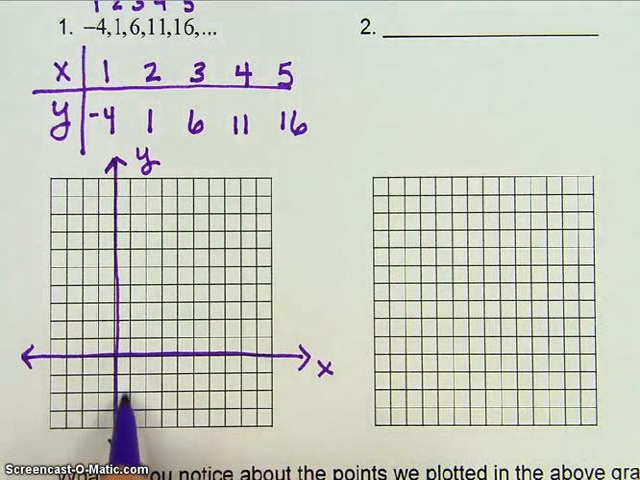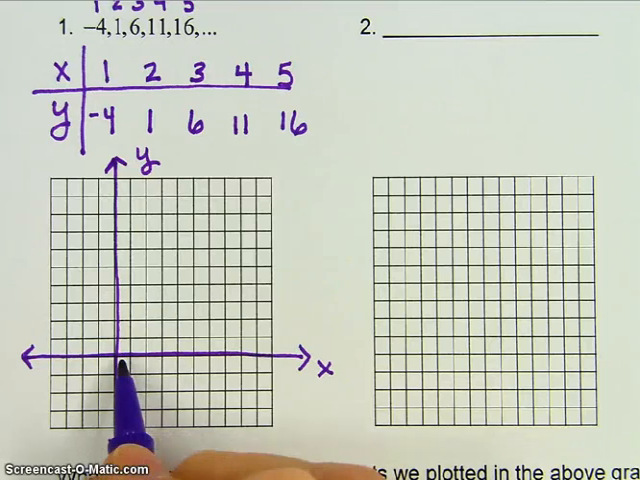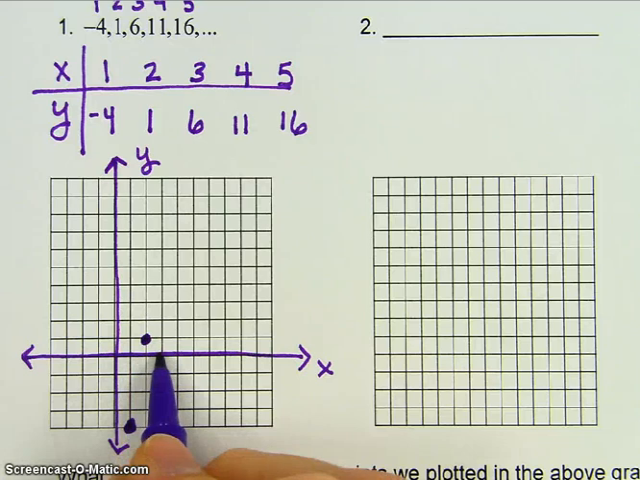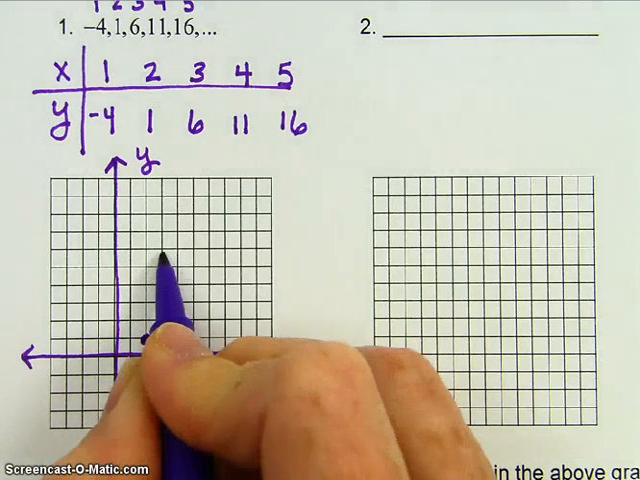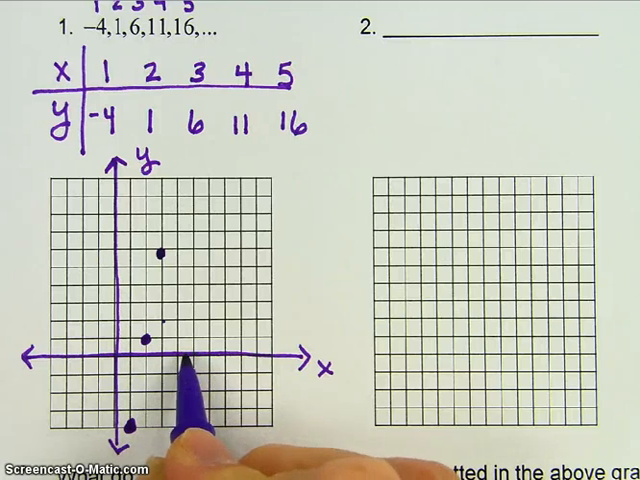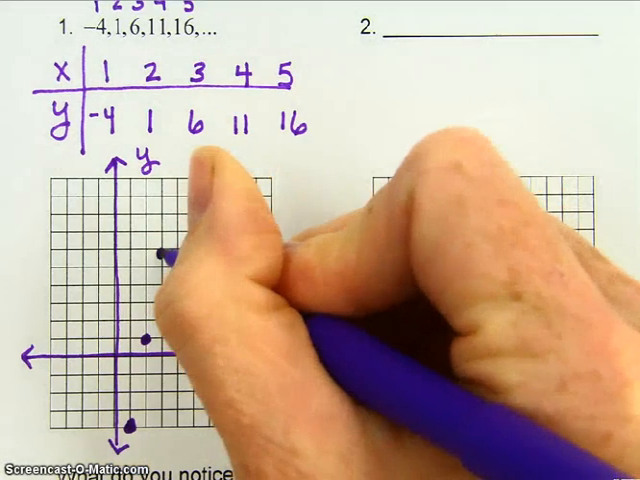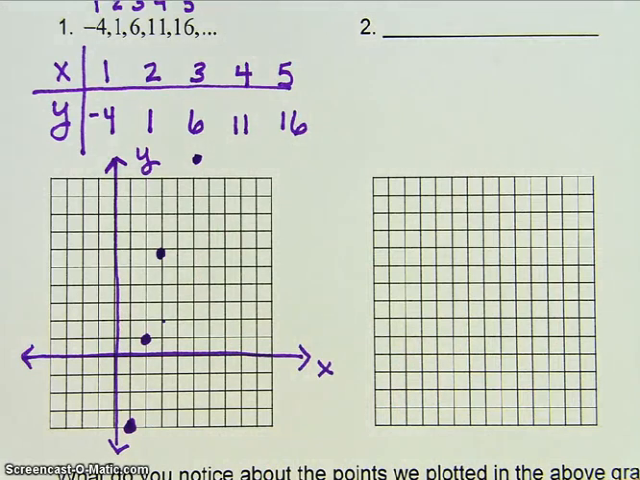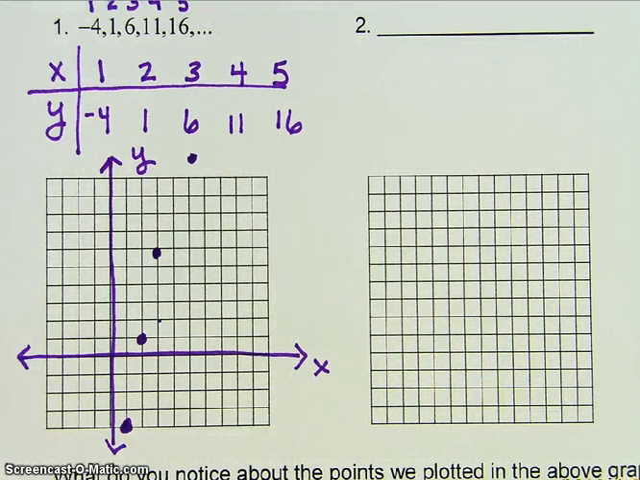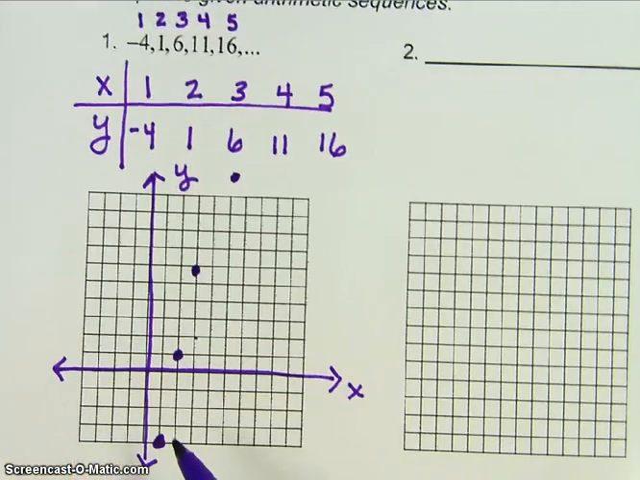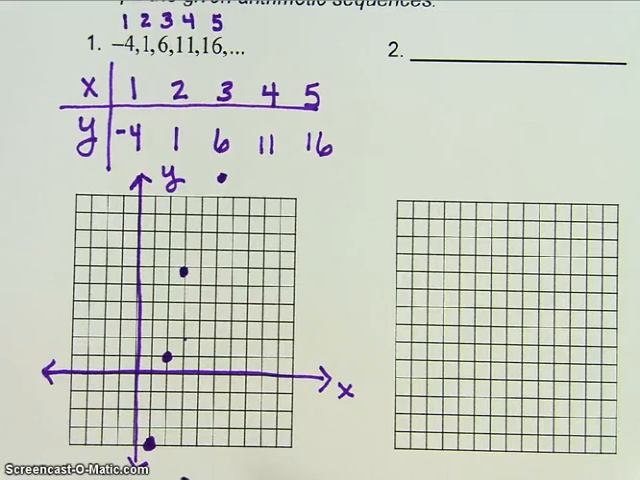So 1, negative 4, 2, 1, 3, 6, 4, 11. And you can tell I'm already running off the graph. So it's going to be up here, and I'm going to stop. Now, it's discrete because they gave them to us as a sequence. So at the moment, we're just going to leave them as dots.